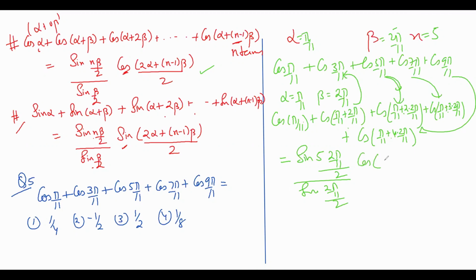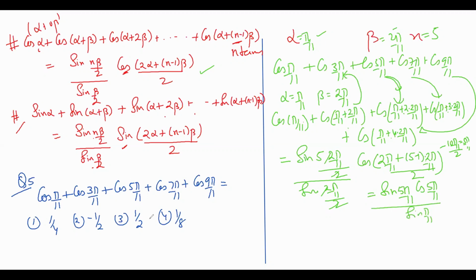Now next, cos 2 alpha. Alpha is here pi by 11, so I write here cos 2 pi by 11. 5 minus 1, that is 4, and beta is 2 pi by 11. Now what we get from here, this 2 cancels out with this, and we are left with sine 5 pi by 11. And what is this? 4 into 2, 8 plus 2, and the whole upon 2. I missed this. So this is 8 plus 2, 10, so this comes out to be 10 pi by 11 upon 2. That is again 5 pi by 11. So this is cos 5 pi by 11, and in the denominator I have sine pi by 11.